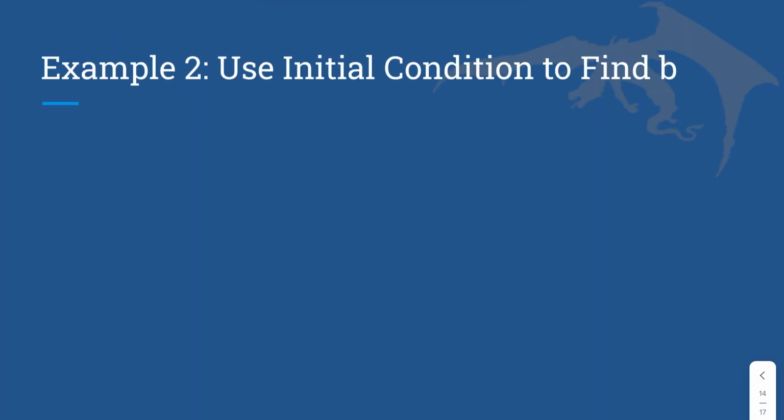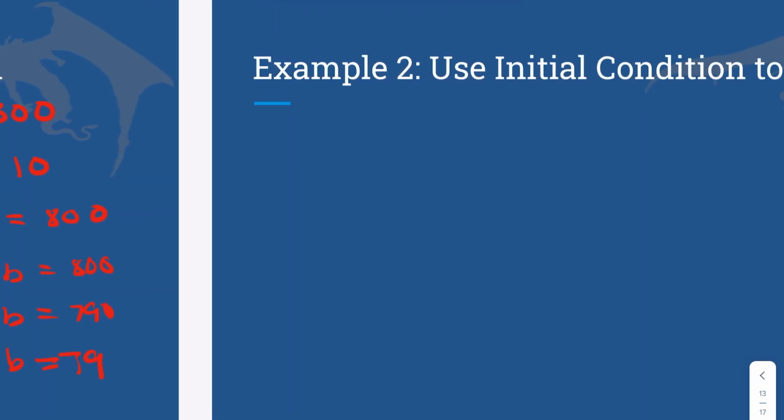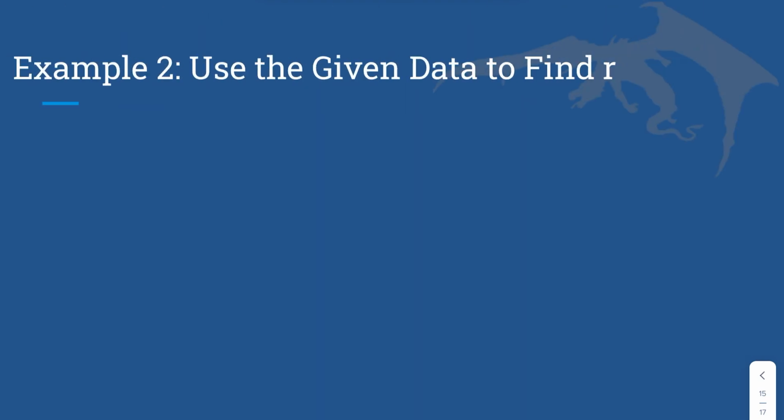Next, we already did that in one step. So again, we kind of set up our logistic model, and we did it all in one step. So we can actually skip that example 2 slide. We're going to use this given data to find R. All right, so we're going to use what given data we have.